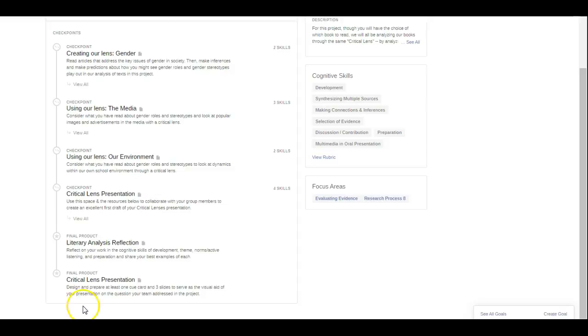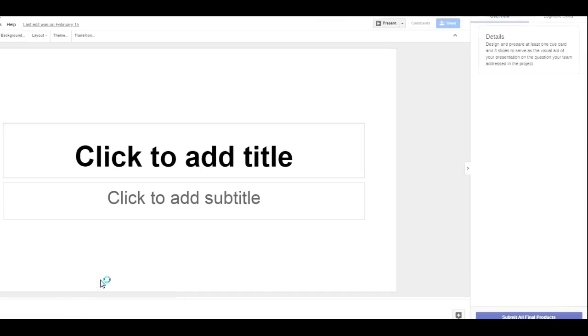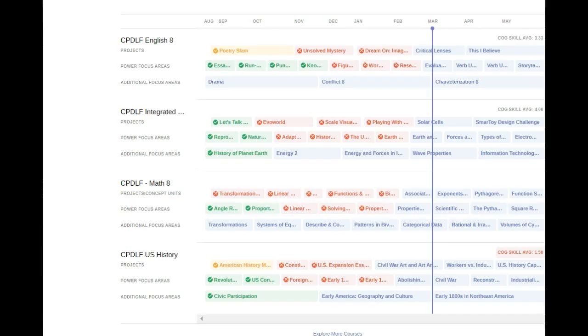And last but not least, when you were doing your critical lens checkpoint here with your presentation, your Google slideshow, you're going to add those slides. But what are you going to put in there? So there you have it, English learners in 8th grade.